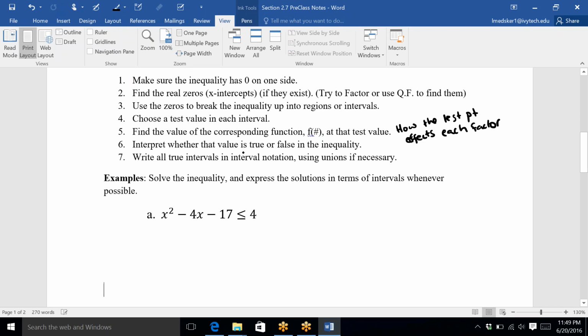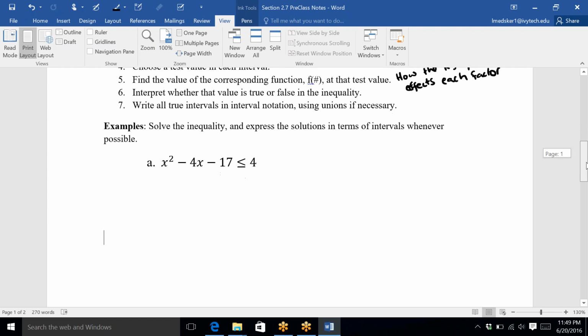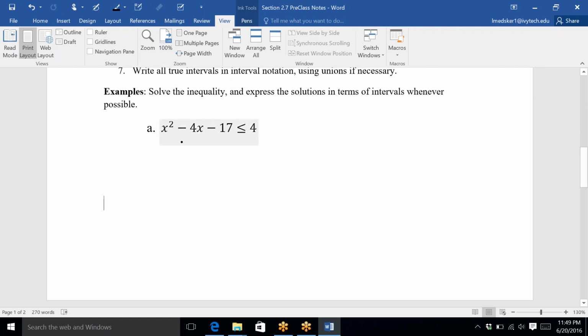Interpret whether or not your value is true or false. That means if you're looking for less than 0, you want negative answers. If you're looking for greater than 0, you want positive answers. Anything that fits your description of true, which means it fit the inequality, would be in your interval notation. Okay, so let's try some of these.